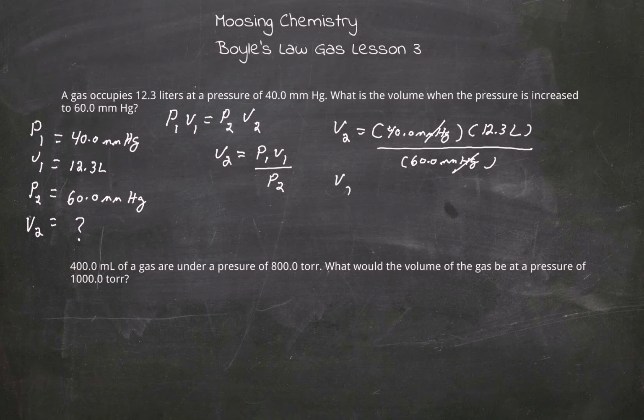Now we're going to take our calculator and do the math. 40 times 12.3 gives me 492 liters on top, divided by 60.0. So V2 is going to be 492 divided by 60, which gives me 8.2 liters. All right, great.